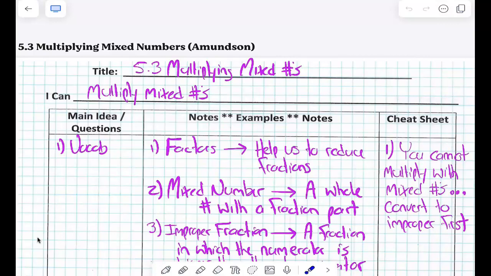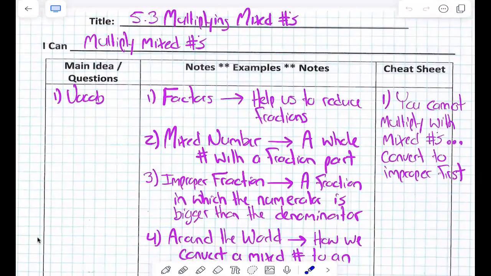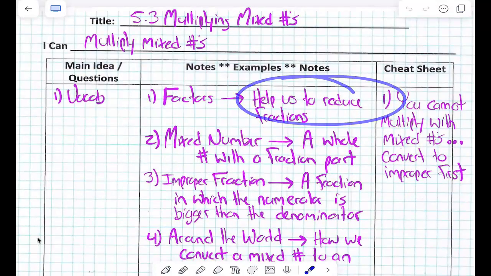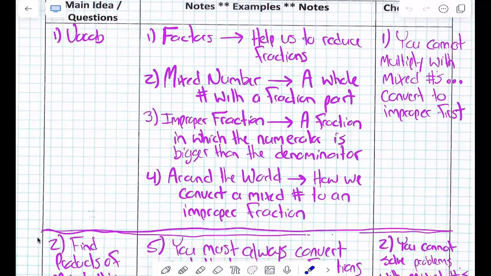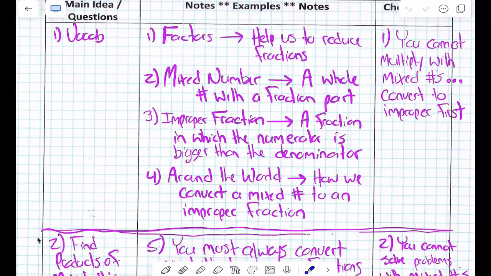All right, 5.3, multiply mixed numbers. Can we multiply mixed numbers? Yeah. All right, let's go through some of the stuff that we need to make sure we know. Factors. What do factors help us do? Reduce fractions, right? Okay. Mixed number has a whole number with what kind of part? A fraction part. Nice. Improper fractions, what's bigger, the numerator or the denominator?